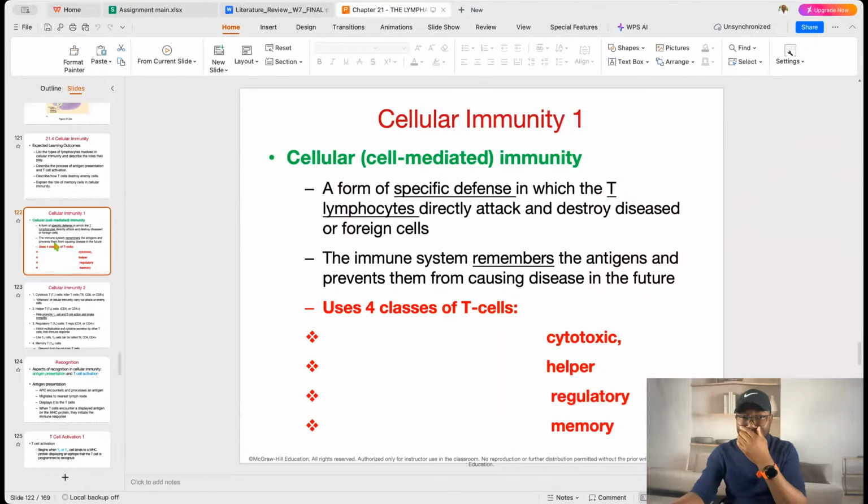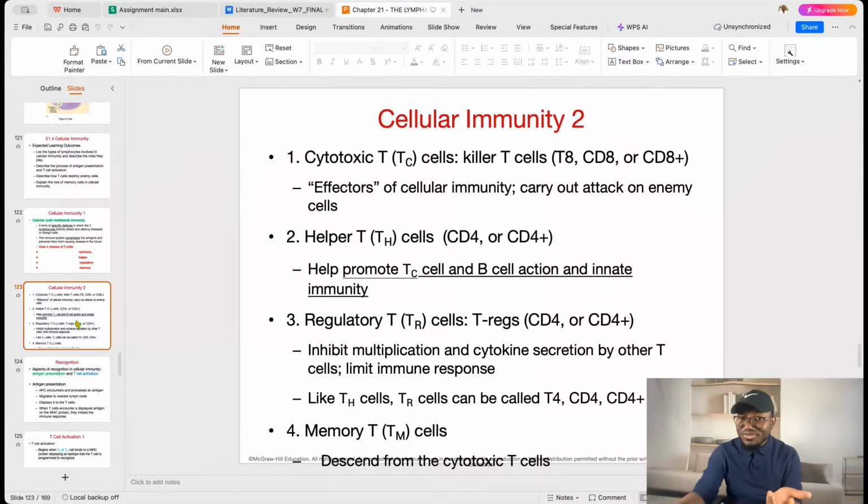All right. The 4 classes of T cells: we have cytotoxic T cells, helper T cells, regulatory T cells, and memory T cells. Even from their names, you should know what they do. Cytotoxic, very toxic. You understand? People that are in a toxic relationship will understand what I'm talking about here. Cytotoxic, very toxic, carries out an attack on an enemy, kills the enemy. Helper T cells help to promote what? Cytotoxic T cells and B cells' action.